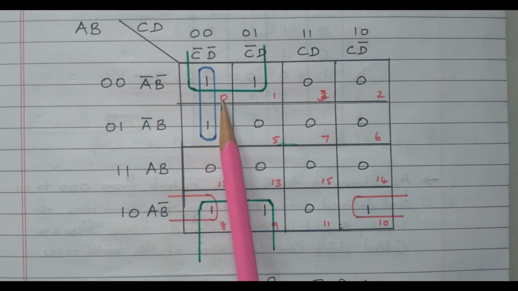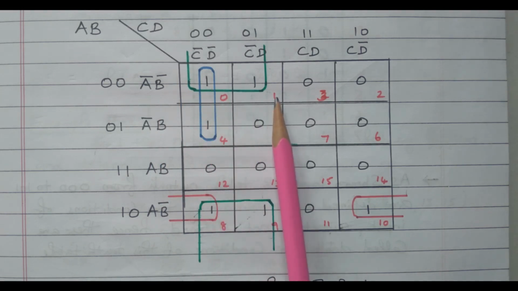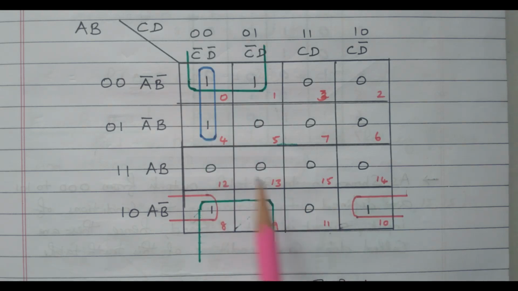So here, minterm 0 is plotted as 1, minterm 1 is 1, and 4, 8, 9 and 10, right? So these 6 terms are available. In this we need to identify which is the essential prime implicant and which are all the prime implicants, right?